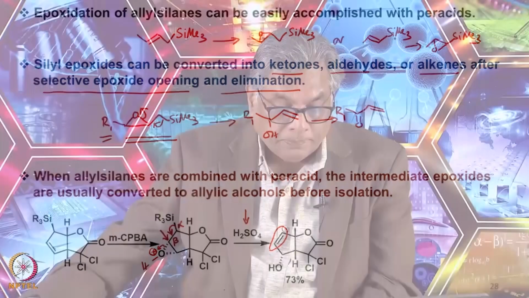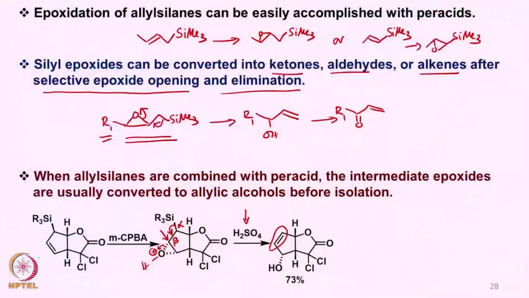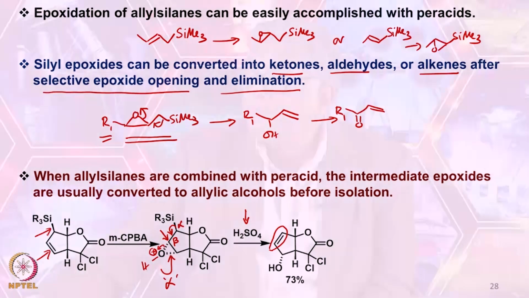Now the epoxide formation here has taken place from the alpha side, as you can see. The epoxide is formed from the alpha side, that is because this silicon bond here is beta oriented, and therefore to avoid the steric hindrance the epoxidation occurs from the alpha side.